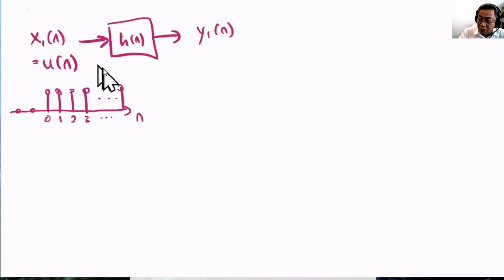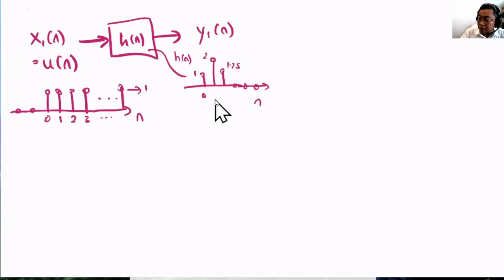Basically, you should think of it this way. You have x1, which is the unit step. All the values are 1 here after n equals 0. This is being sent into the LTI system, where the LTI system has the impulse response h[n]: when n equals 0 it is 1, n equals 1 is 2, n equals 2 is 1.25, and 0 elsewhere.